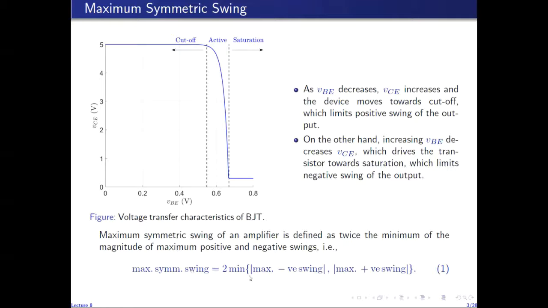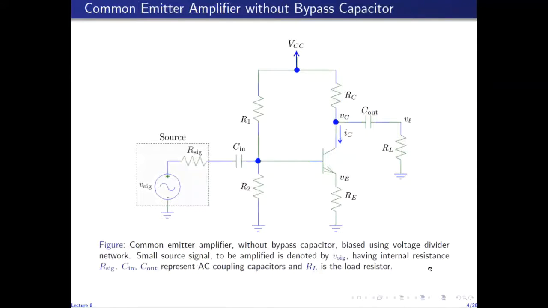In order to find the maximum symmetric swing for different BJT configurations, we will compute the maximum positive as well as maximum negative swings of the amplifier, because once we have those numbers or expressions, we can easily find the maximum symmetric swing of the amplifier through this definition. So we start with the common emitter amplifier configuration without the bypass capacitor.